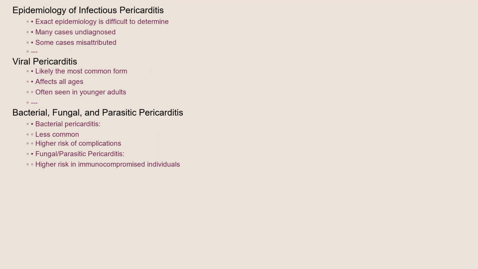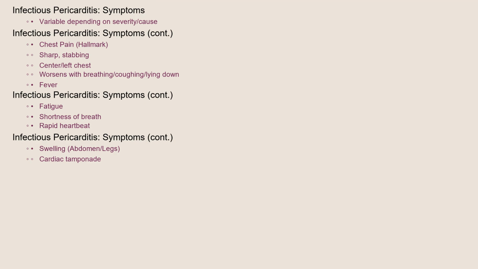The exact epidemiology of infectious pericarditis is difficult to determine, as many cases may go undiagnosed or are attributed to other causes. Viral pericarditis is likely the most common form. It tends to affect individuals of all ages but is often seen in younger adults. Bacterial pericarditis is less common but carries a higher risk of complications. Individuals with weakened immune systems, such as those with HIV/AIDS, cancer, or organ transplants, are at greater risk of developing fungal or parasitic pericarditis.